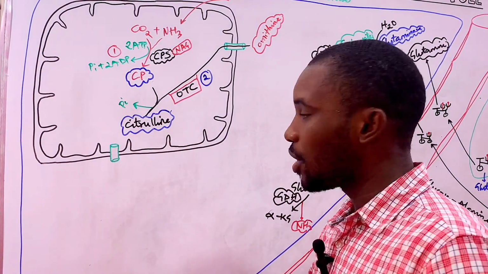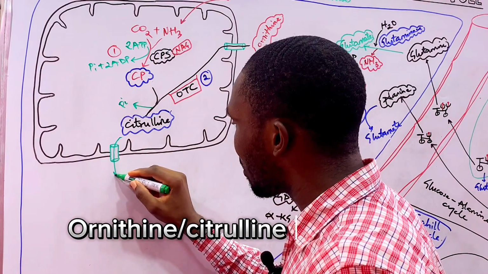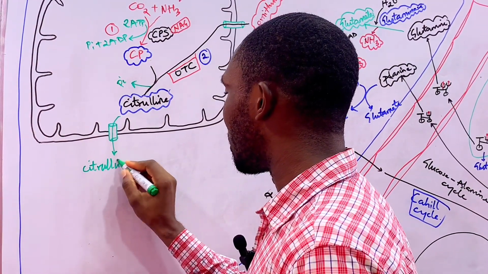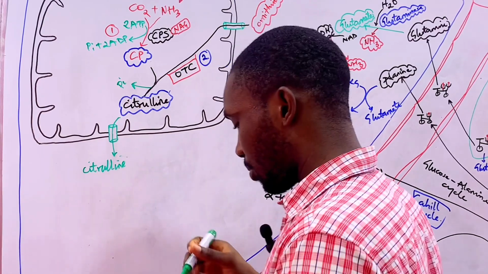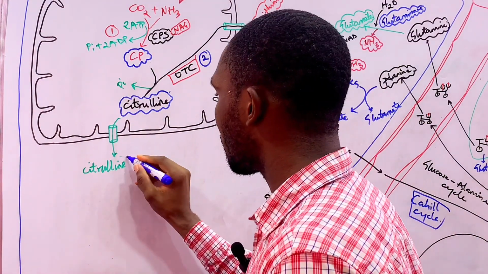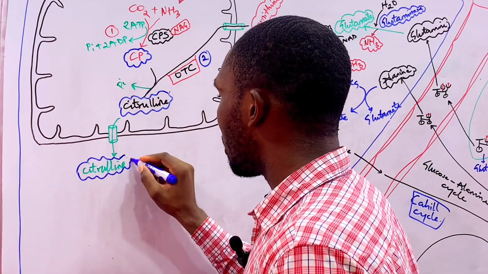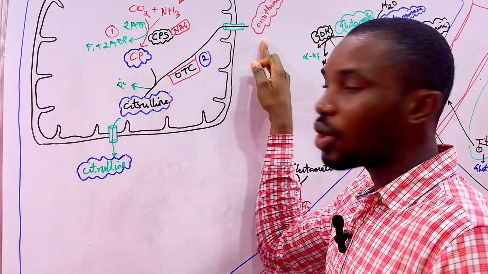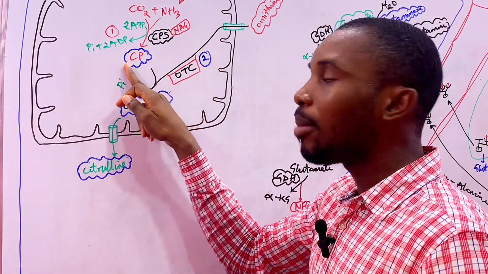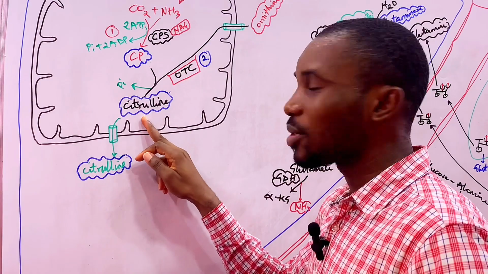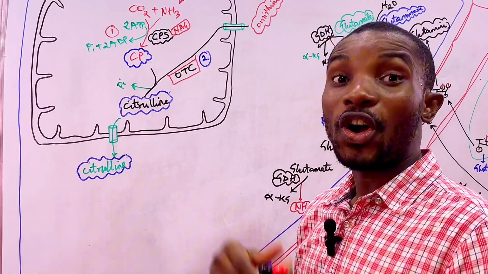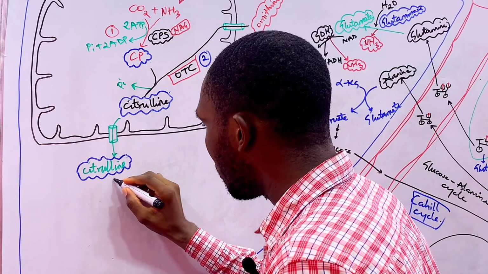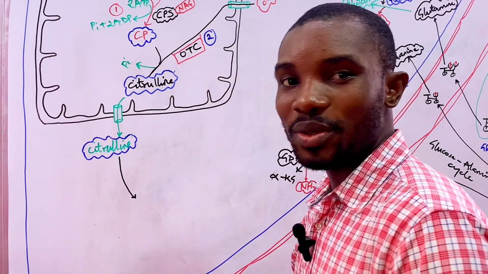This citrulline that was formed comes out through this transporter into where? The cytoplasm. So in the cytoplasm here we have our citrulline. Now, remember old colorful cards. So the old represented what? Ornithine. Colorful represented what? Carbamoyl phosphate. Cards represented what? Citrulline. Now this citrulline combines with another molecule known as what? Aspartate.